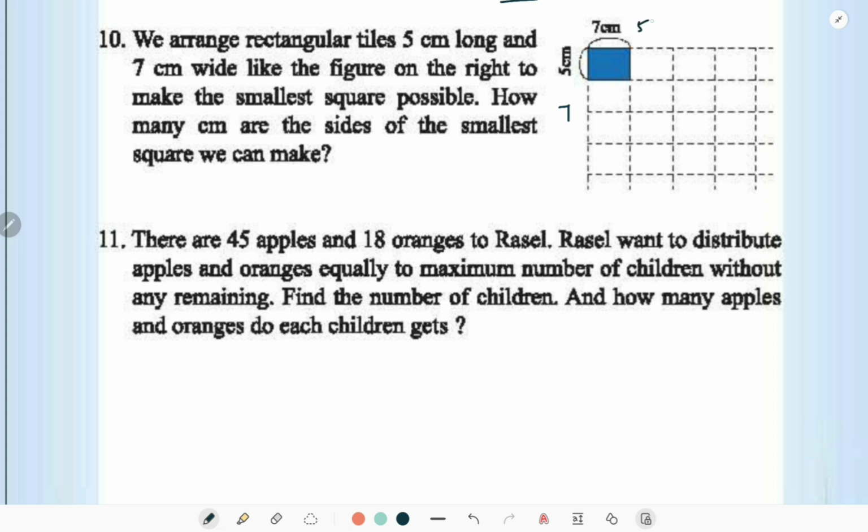Here 7 rectangular tiles along this direction, the x direction, that becomes 35 cm. Okay, and here along the vertical direction 5 tiles of 7 cm will also give you 35 cm. So it is an LCM problem. So the smallest square we can make is 35 cm.